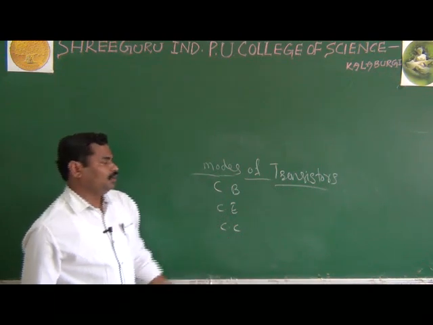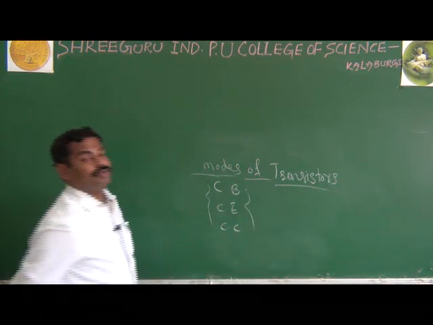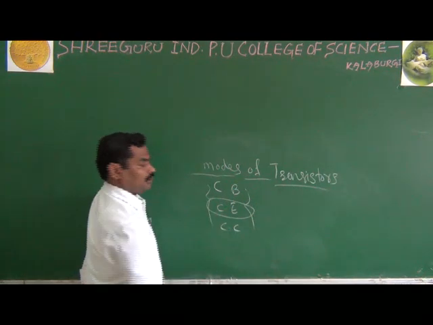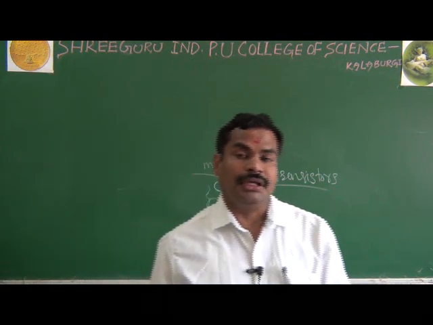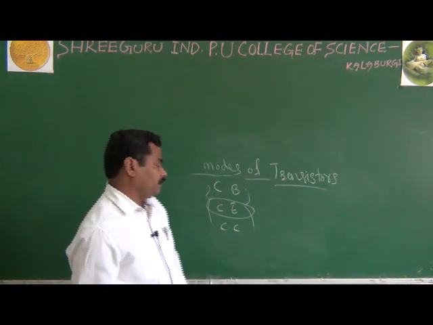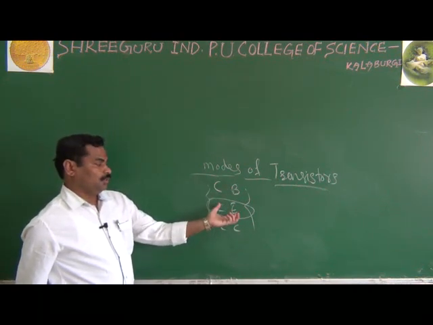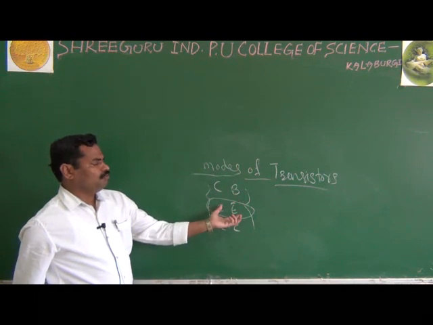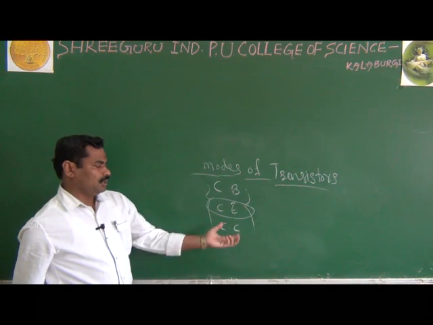Among these three important configurations, we give more importance to the CE configuration. Just as you give more importance to the NPN transistor over the PNP transistor, in a similar way among the three configurations, common base, common emitter and common collector, you give more importance to the common emitter configuration. Why do we give it more importance compared to common base and common collector?